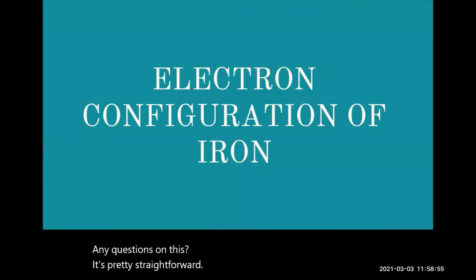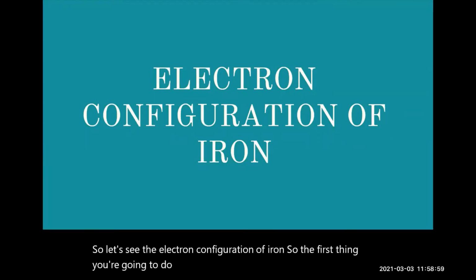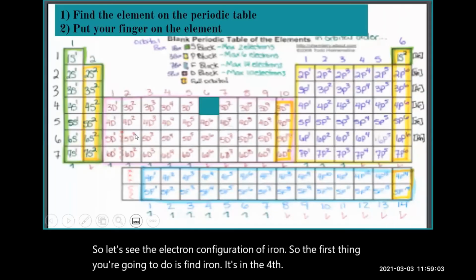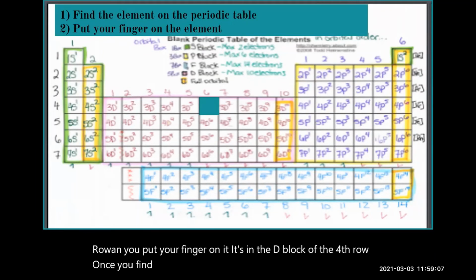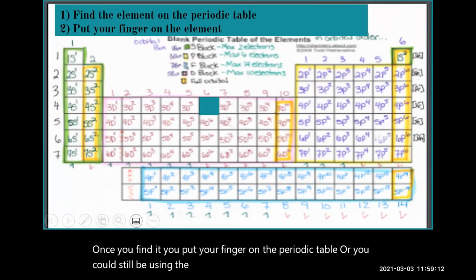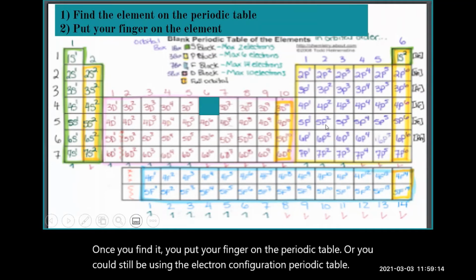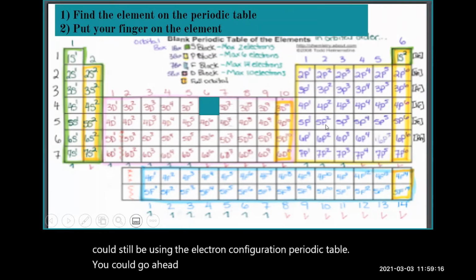So let's do the electron configuration of iron. The first thing you're going to do is find iron. It's in the 4th row, and you can put your finger on it. It's in the D block of the 4th row. Once you find it, you can put your finger on the periodic table, or you could still be using the electron configuration periodic table. You could go ahead and start listing your full orbitals.